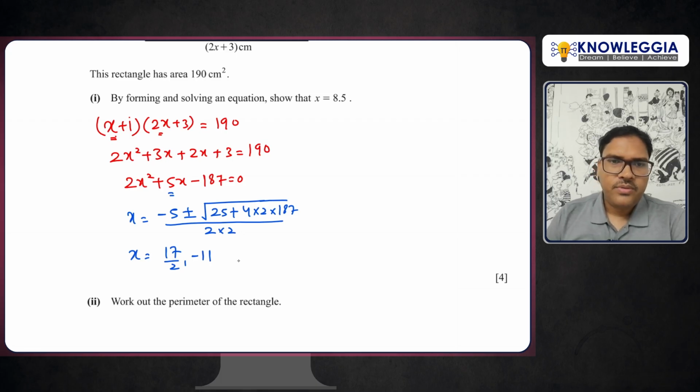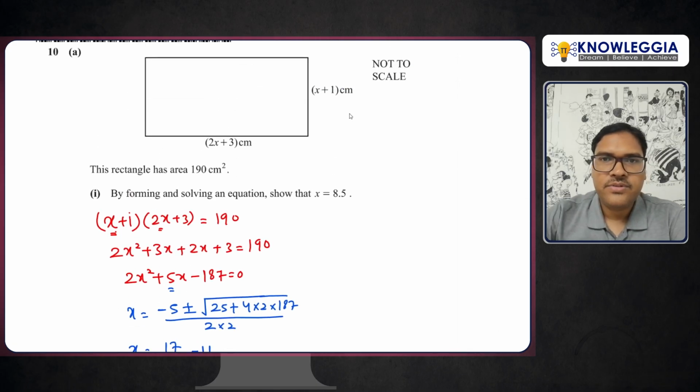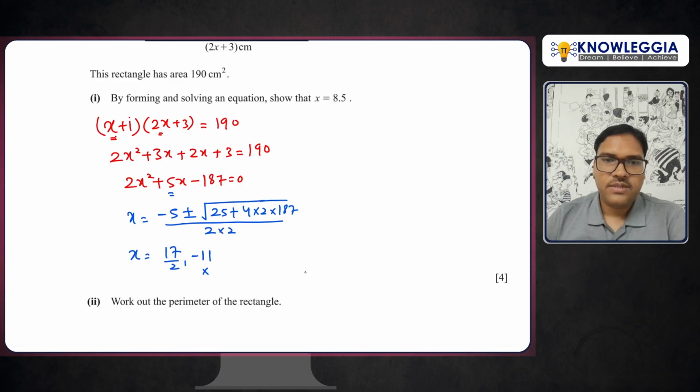Okay. So x cannot be negative. Why x cannot be negative here? Because if x is negative, you will see this side is negative, this side is negative, and side cannot be negative. So what is the value of x? x is equal to 17 by 2, which is 8.5 centimeters. Okay. So that is x is equal to 8.5. That is the first part. This one is easy.